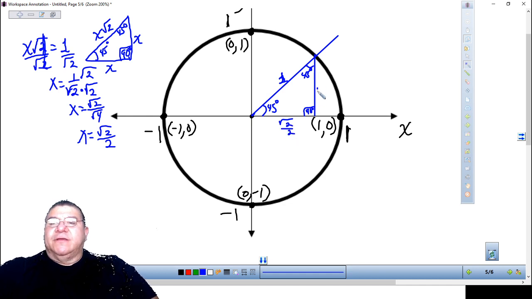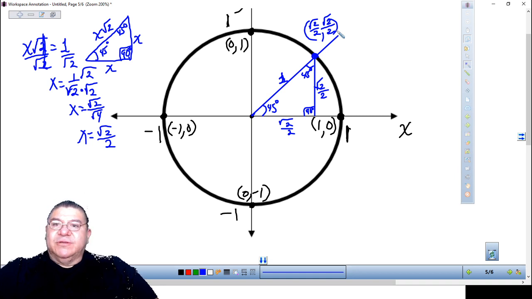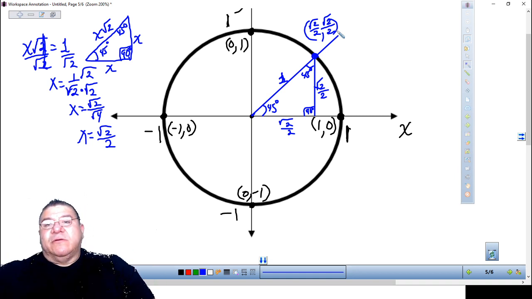And how about from here to here? Square root of 2 over 2. So if that's true, question, what is this coordinate? We need an x value and a y value. So what is the x value from here to here? From here to here it was 1, right? So from here to here is what? Square root of 2 over 2. So how about from here to here? From here all the way up here is 1 of y, but from here to here is what? Also square root 2 over 2. Pretty cool, right?